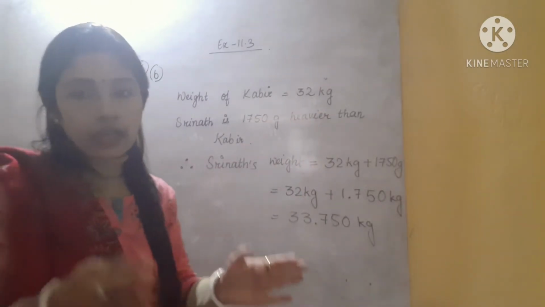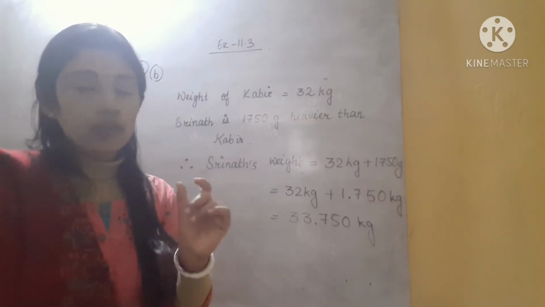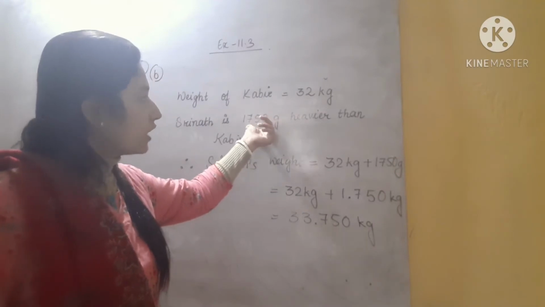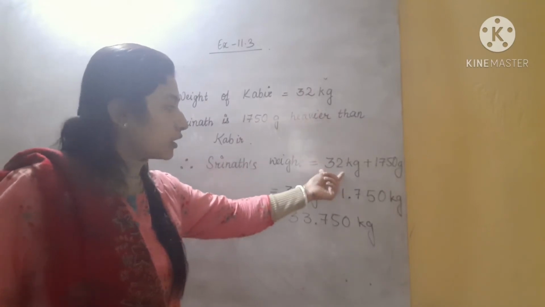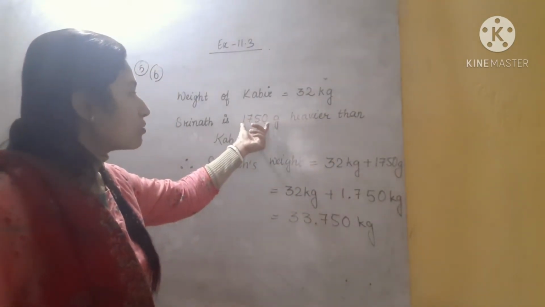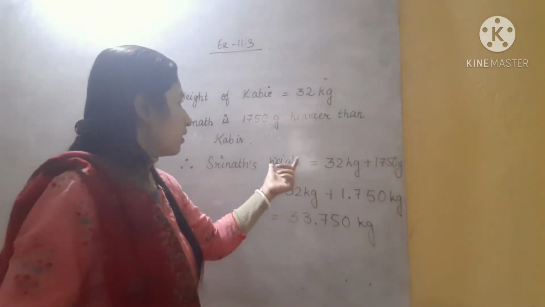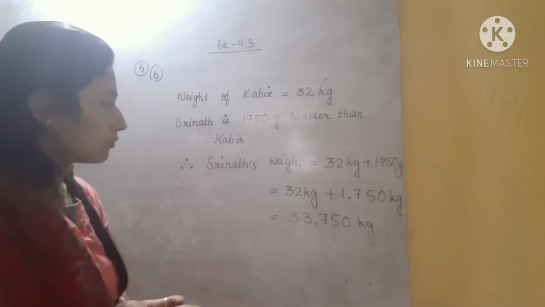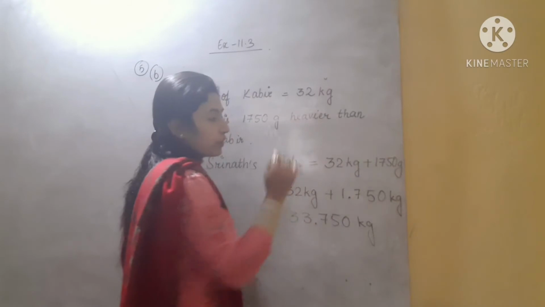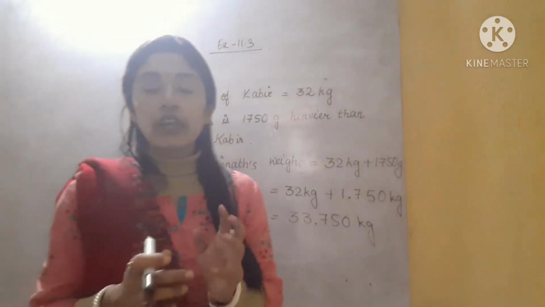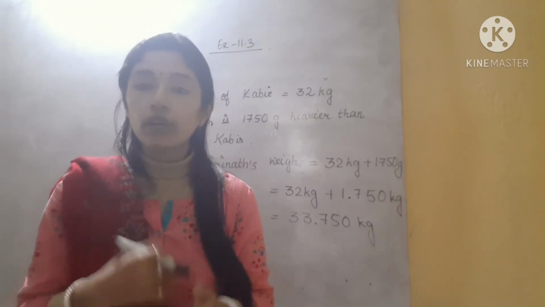Since Srinath's weight is more than Kabir's weight, we have to add that mass to Kabir's weight. So the weight of Kabir is 32 kg and we have to add 1750 gram to it. Then we will get Srinath's weight. Here 32 is in kg, but 1750 is in gram. We cannot add if the units are different. So what we have to do? We have to convert the unit first.